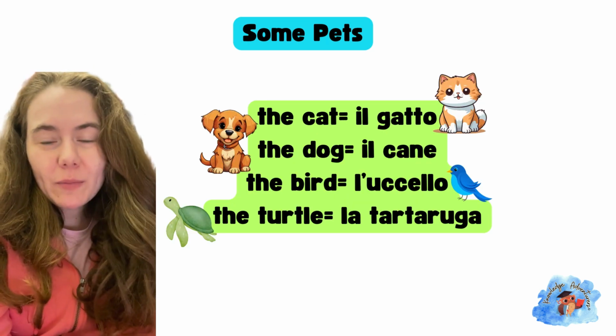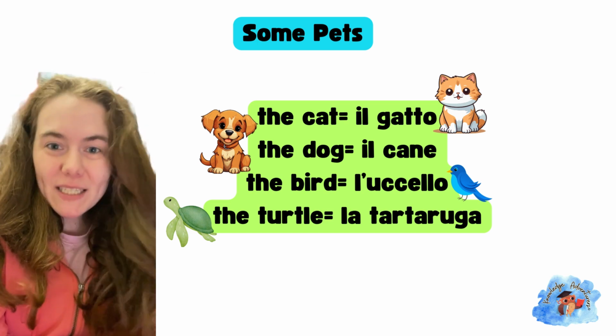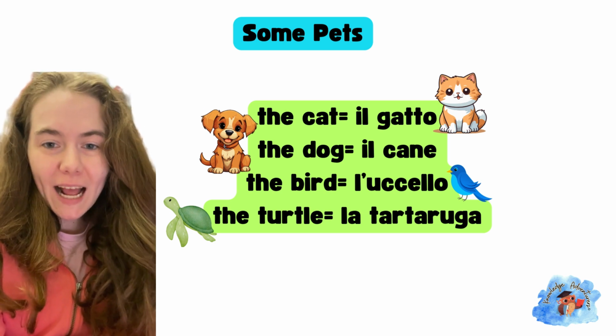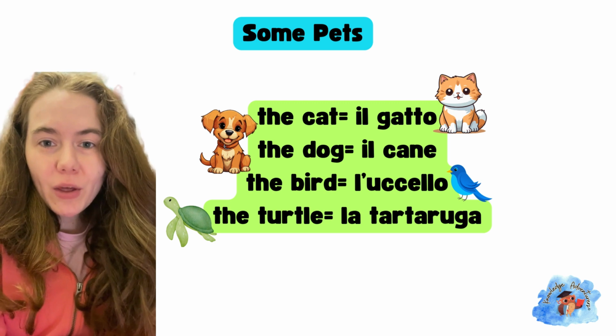Now, I don't know about you, but pets are definitely a part of the family. So here's some pets, how you'd say them in Italian. The cat is il gatto. The dog, il cane. The bird.